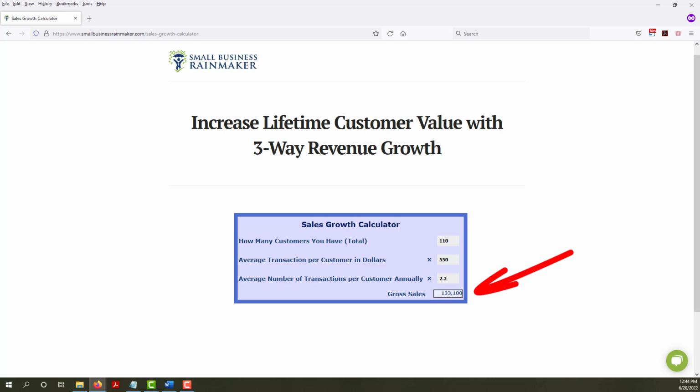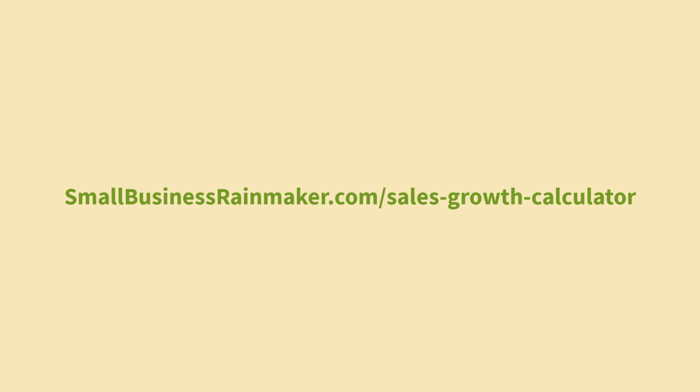You can see why it's super important to work on all three areas. It has a compounding effect, and it's a heck of a lot more cost effective than trying to grow your business by getting new customers alone. Now, here's a link to our sales growth calculator. If you want to play around with your own numbers, you'll see that even the smallest percentage increases in all three areas can drive significant growth.